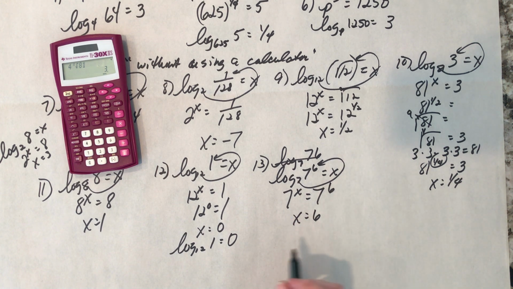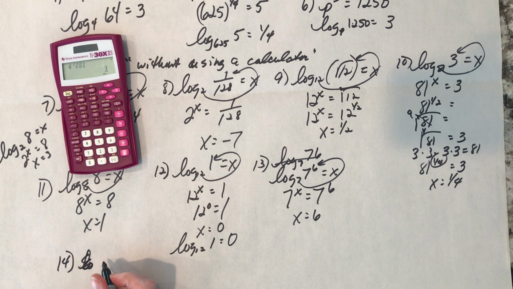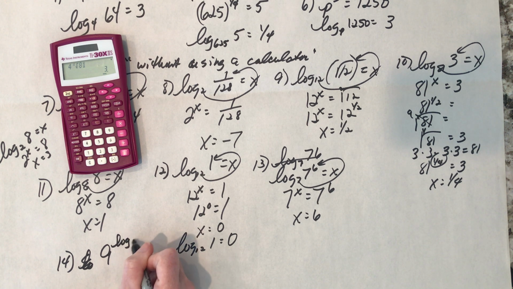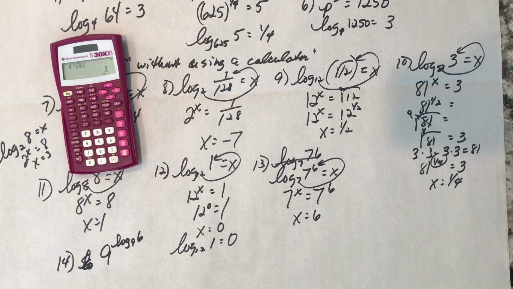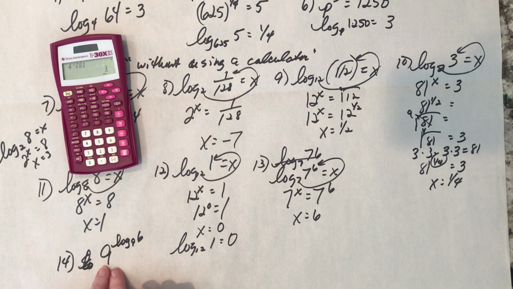Let's see what we got with number 14. Got log, nope, we don't have a log. Got 9 raised to the log base 9 of 6. So this is an exponential statement. There's no log sitting on the ground like with these that have logs on the ground. This is something raised to an exponent. So let's convert it to a log problem. Let's go the other way.